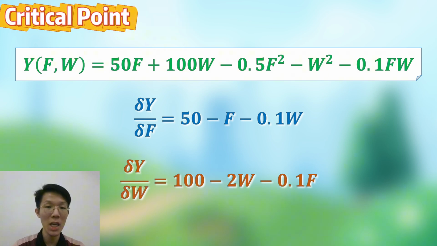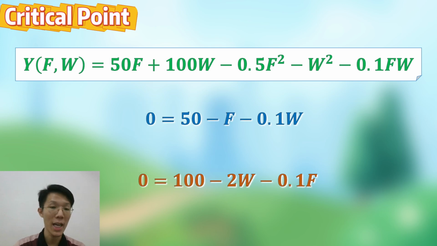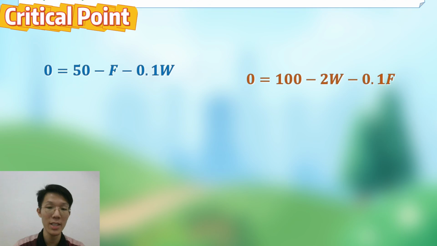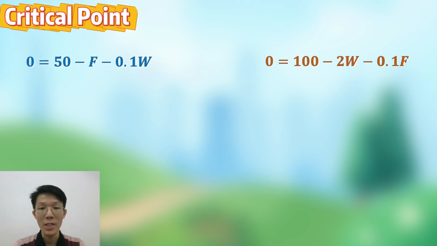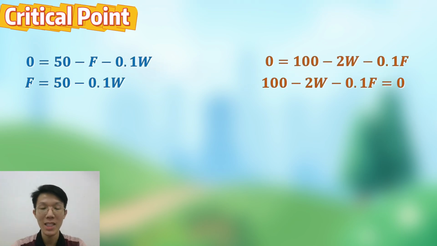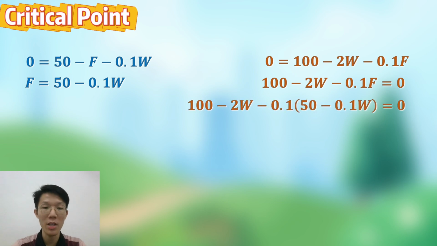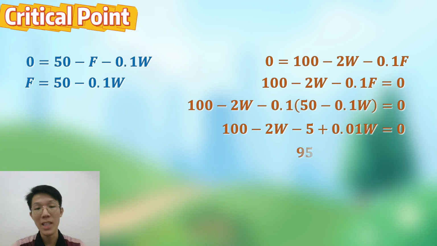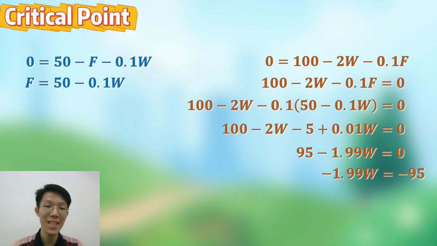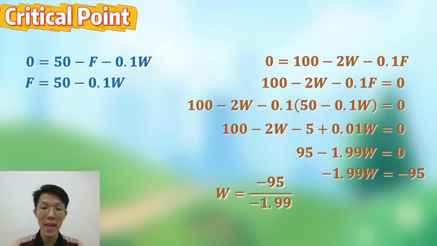Then find the critical points by setting the partial derivatives equal to 0. After that, solve by using simultaneous equations. First, we find the equation of F and then substitute F into the second equation. Complete the basic operations, open the brackets with the addition and minus, changing the sign from positive to negative, then do the division until we get W.